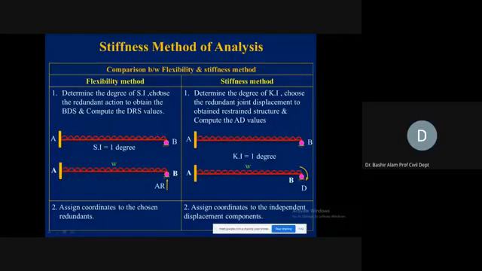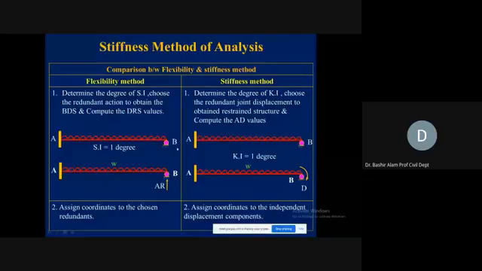Basic determinant structure. Choose the redundant actions to obtain the basic determinant structure. यहाँ पे हम क्या करते हैं? Choose the redundant joint displacement. यहाँ पे redundant actions का था, यहाँ पे joint displacement to obtain the restraint structure. यहाँ पे basic determinant या release structure था, यहाँ पे हम क्या करते हैं? Restraint structure. And compute the DRS values. यहाँ पे हम DRS values हम करते थे, यहाँ पे हम क्या करेंगे? We will be computing the AD values.